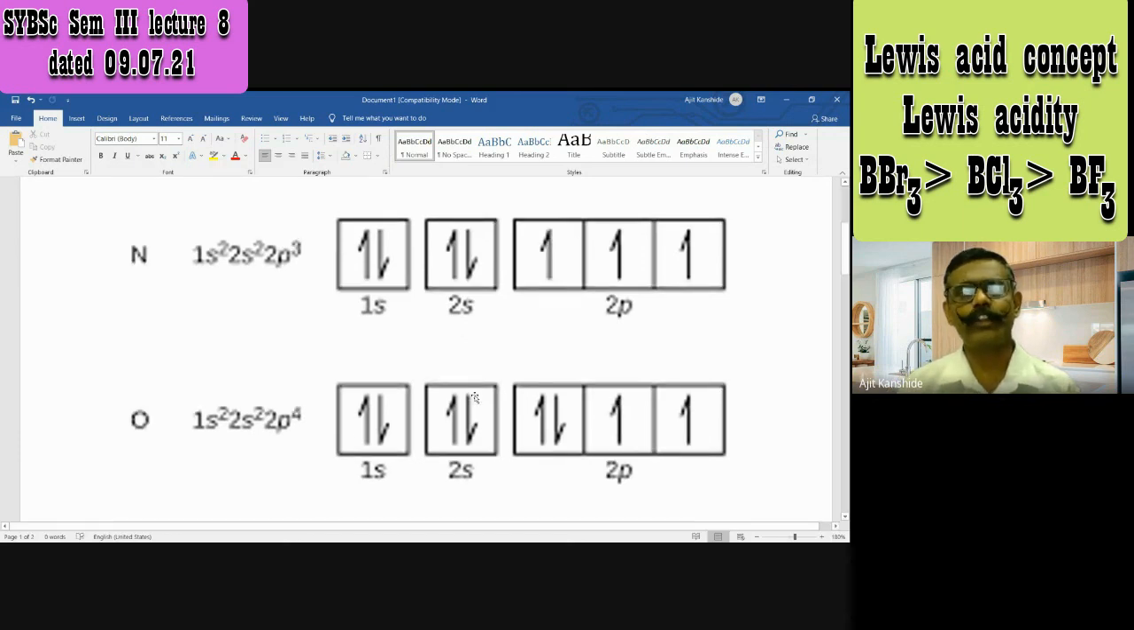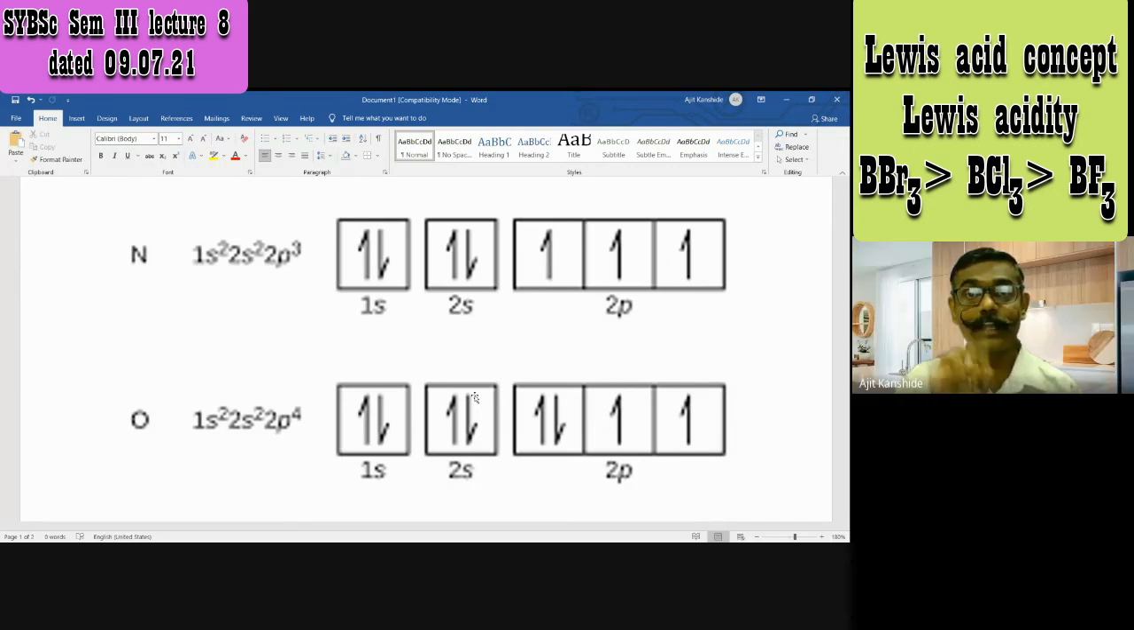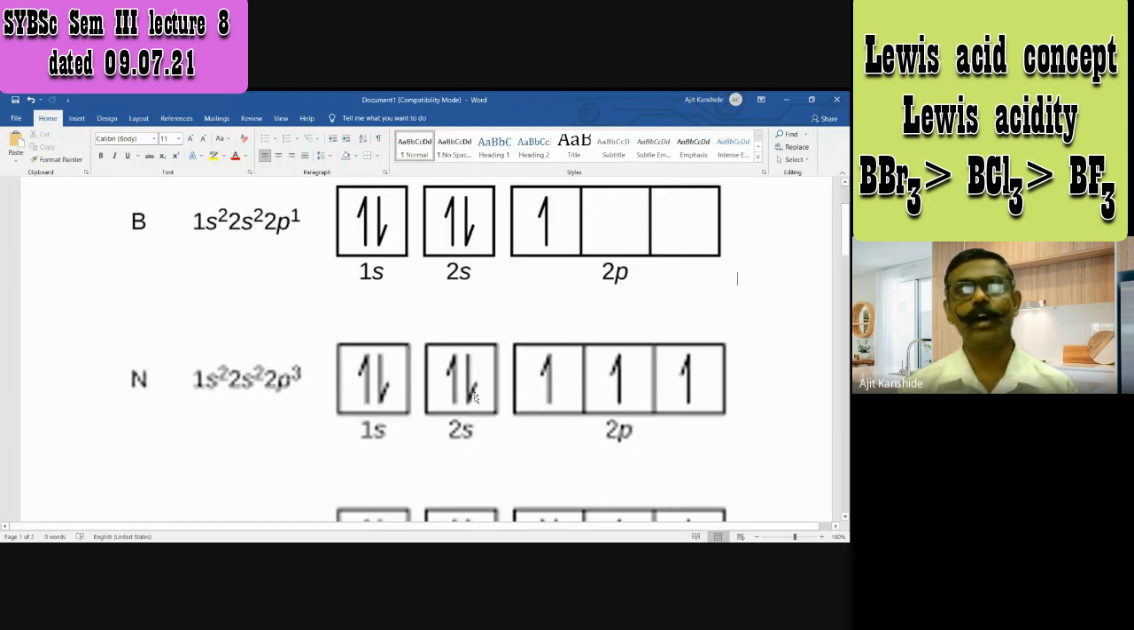Now come to nitrogen. How many unpaired electrons are there on nitrogen? Three. Right, three unpaired electrons are there. So how many bonds should nitrogen prefer to form? Three bonds. Example, NH3, the ammonia molecule, where you find that nitrogen forms three bonds. Okay. Now our main element, boron.